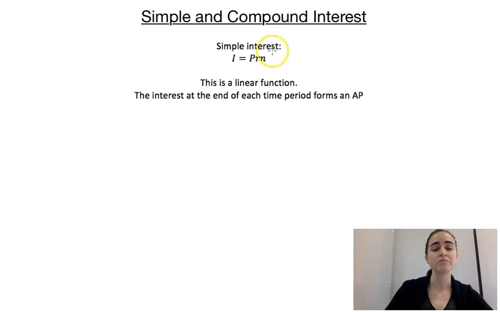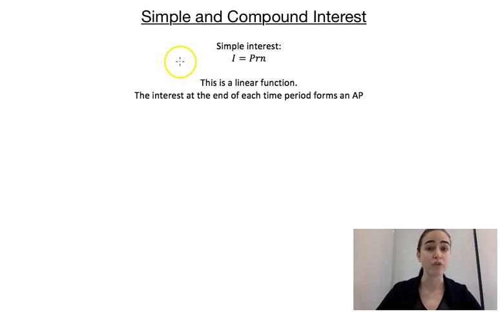To start with simple interest, the formula that we need is I equals PRN. I stands for the amount of interest, P is the principal or the original amount of money, R is the rate, and we need to make sure that we're writing that rate as a decimal. So if it was, say, 4%, it would be 0.04. And N is our number of time periods.